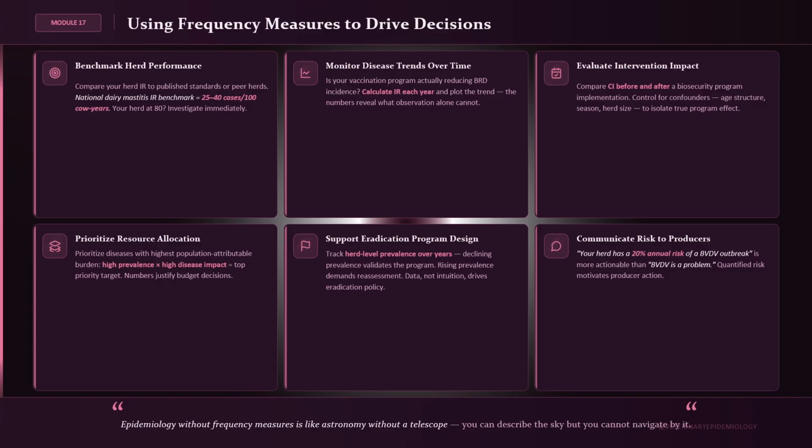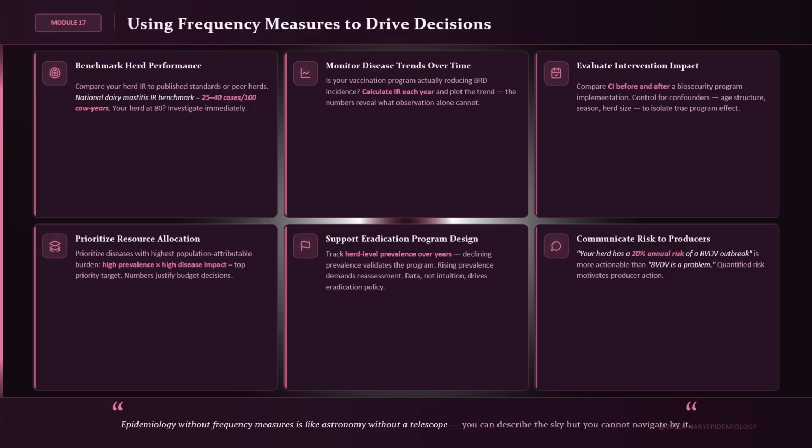Fifth, supporting eradication programs. Track herd level prevalence across years. Falling prevalence validates that the program's working. Rising prevalence means it's time to reassess. Data drives the policy, not gut feel.